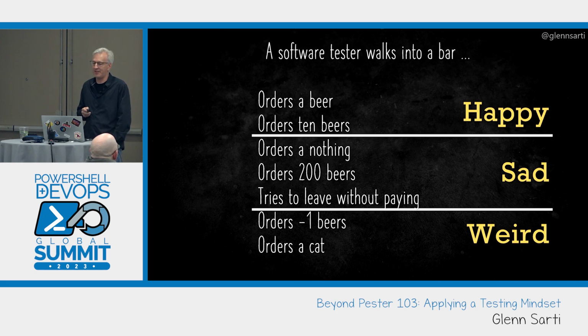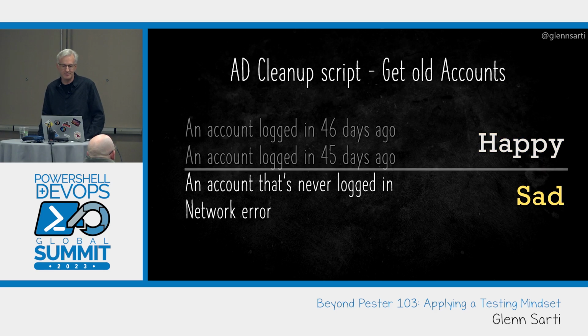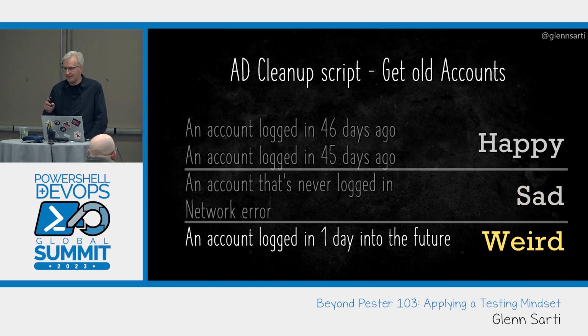But let's look at a more realistic example. Remember the Get-OldAccounts function? We had to find accounts that were last logged in more than 45 days ago. So we'll get 2 happy path tests there for 45 and 46 days old. But then we have to consider, what if something goes wrong? Well, what if the account's never logged in? Or what if there's a network error when you're contacting AD? We should probably test for those. And then finally, you get the weird things. What if an account was logged in the future? And as someone who lives in a future time zone, this is not as weird as you first think, okay?